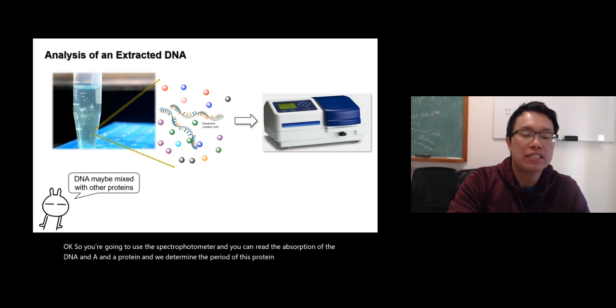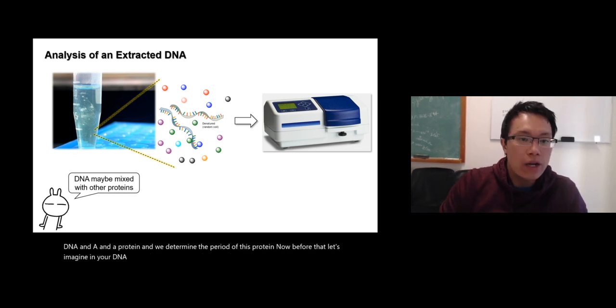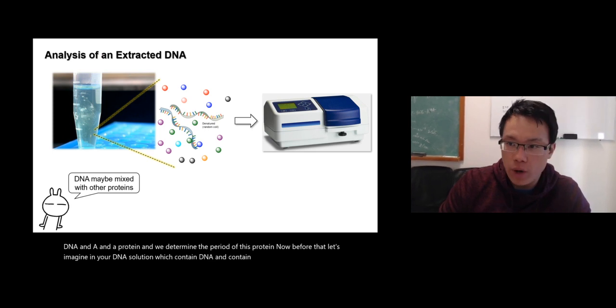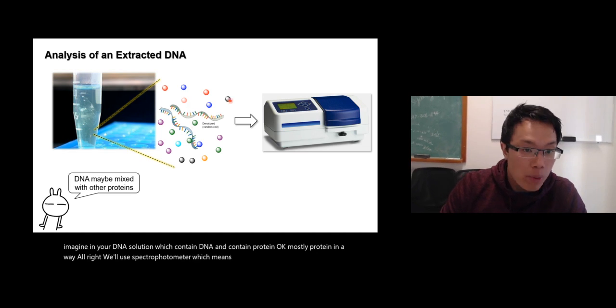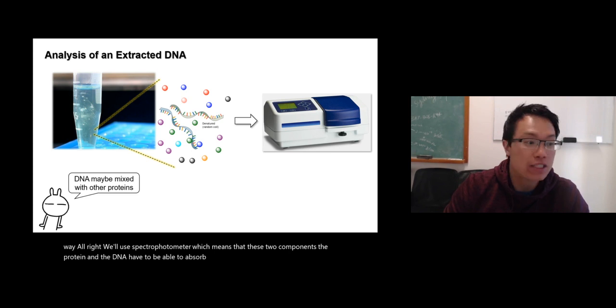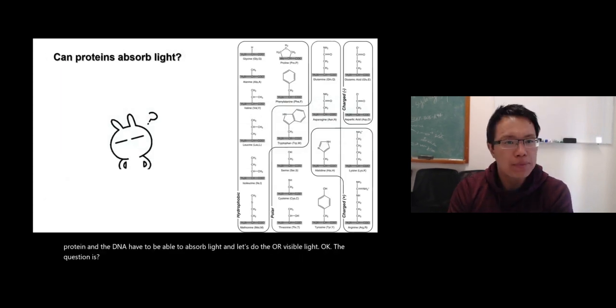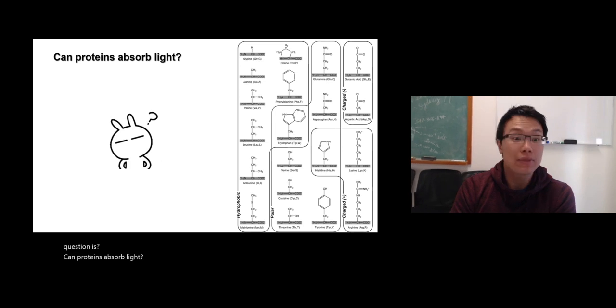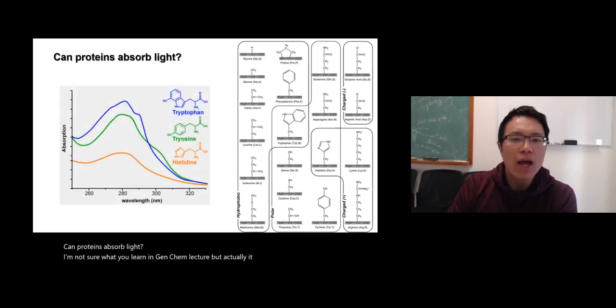Now, before that, let's imagine your DNA solution contains DNA and contains protein. Okay, most of the protein anyway. All right, we'll use a spectrophotometer, which means that these two components, the protein and the DNA, have to be able to absorb light, let's say UV or visible light. Okay, the question is, can proteins absorb light? I'm not sure you learned this in Gen Chem lecture, but actually it can.